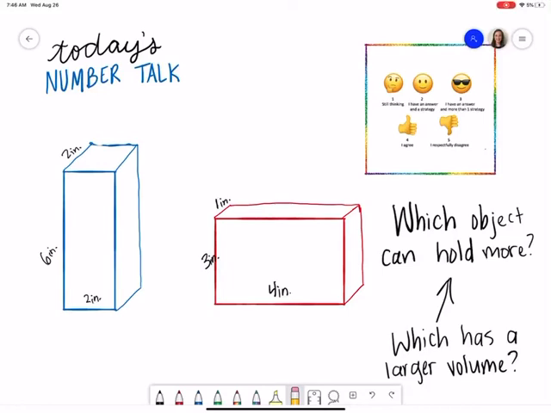Okay, good morning. Today we are going to start off with a number talk. So, first of all, I hope you guys are doing well.